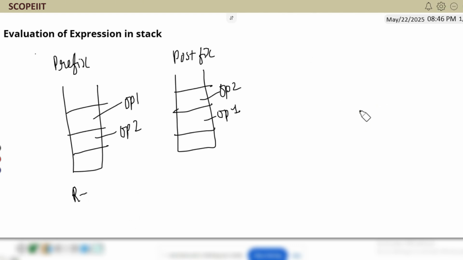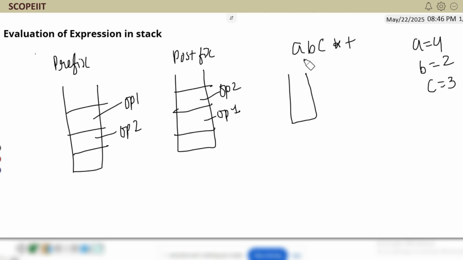Let us take one example so it will be more clear to you. First I'll explain with a small example, then we'll take a big one. The expression is A B multiply, A B C multiply plus. Suppose your A value is 4, your B value is 2, and your C is 3. This is given in the question. Now, how to solve it?